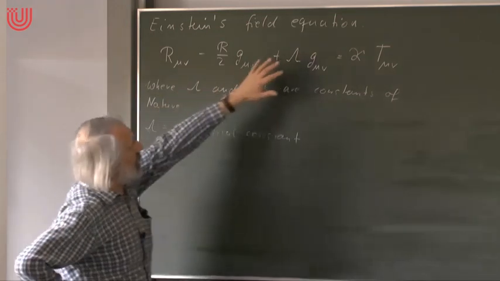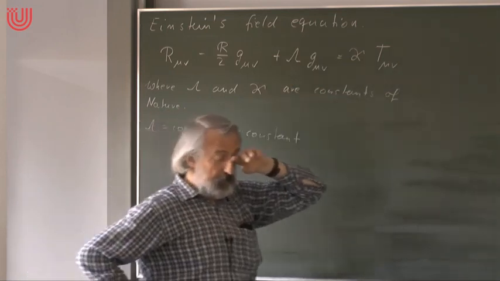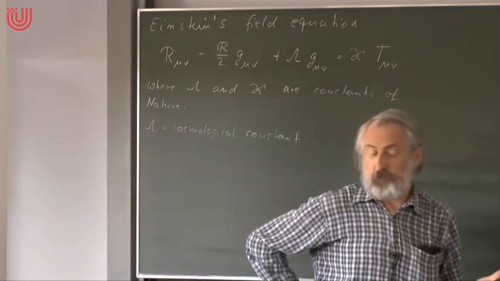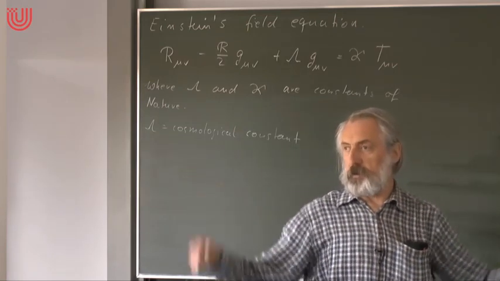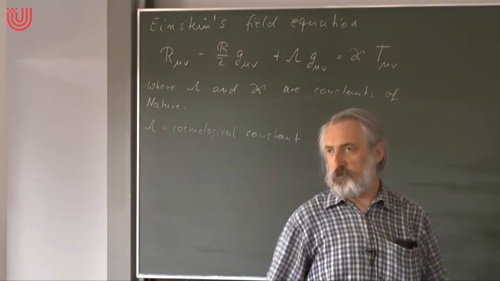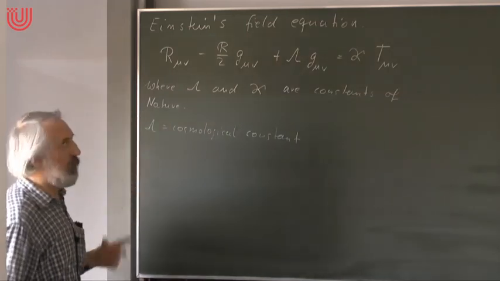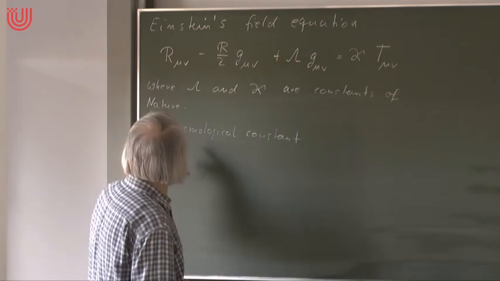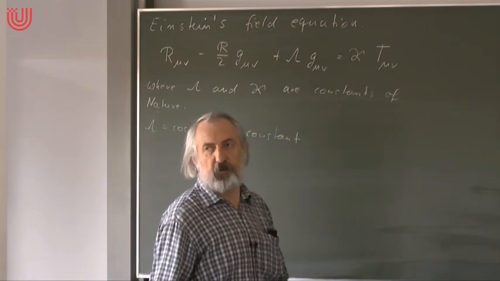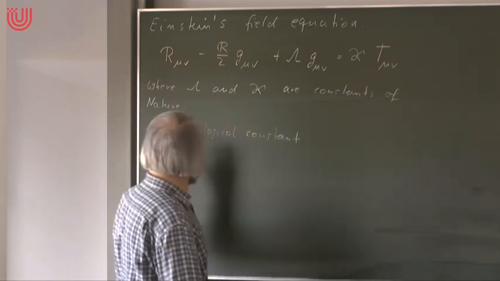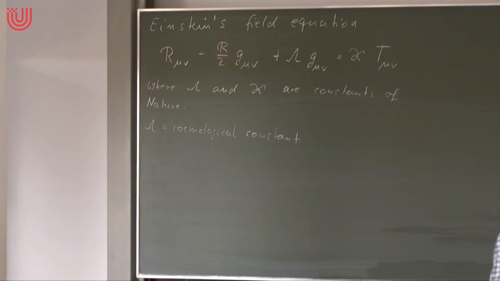Actually, in the beginning, Einstein didn't have it. He had the equation in this way. Then he found that he couldn't find static cosmological solutions. And at that time, he was convinced that our universe should be time independent. He didn't know about the expansion of the universe, which came up a little bit more than one decade later. And so he modified the equation in order to get stationary cosmological solutions, and that's why he introduced this cosmological constant. Then he was able to construct stationary cosmological solutions.